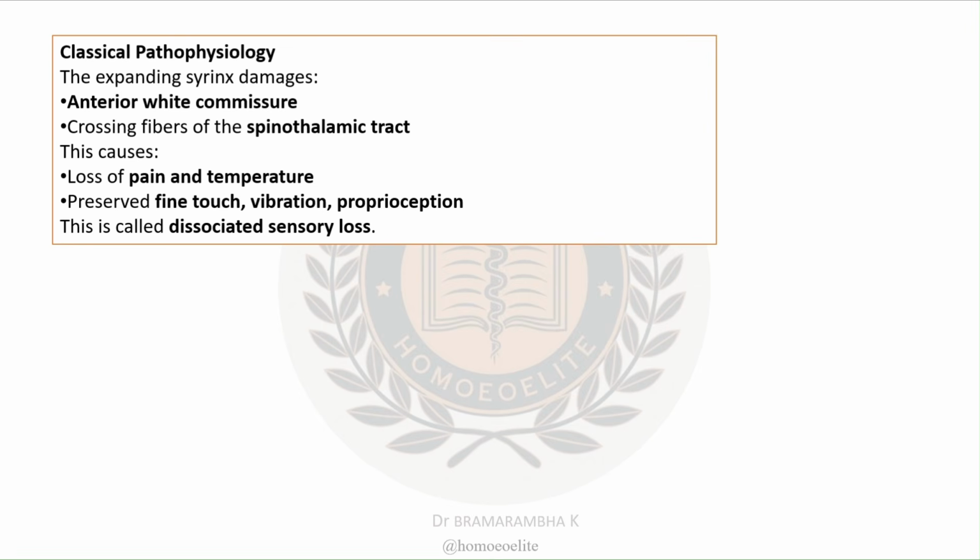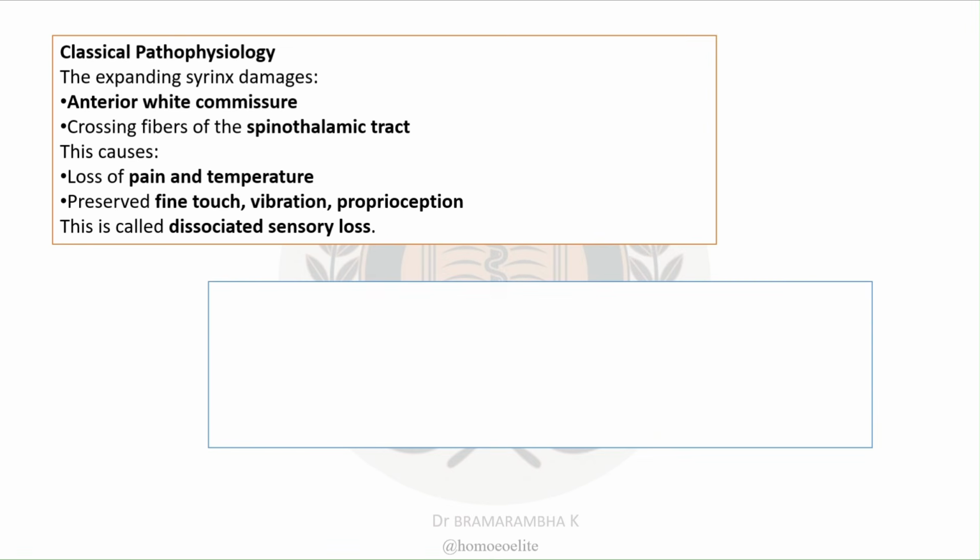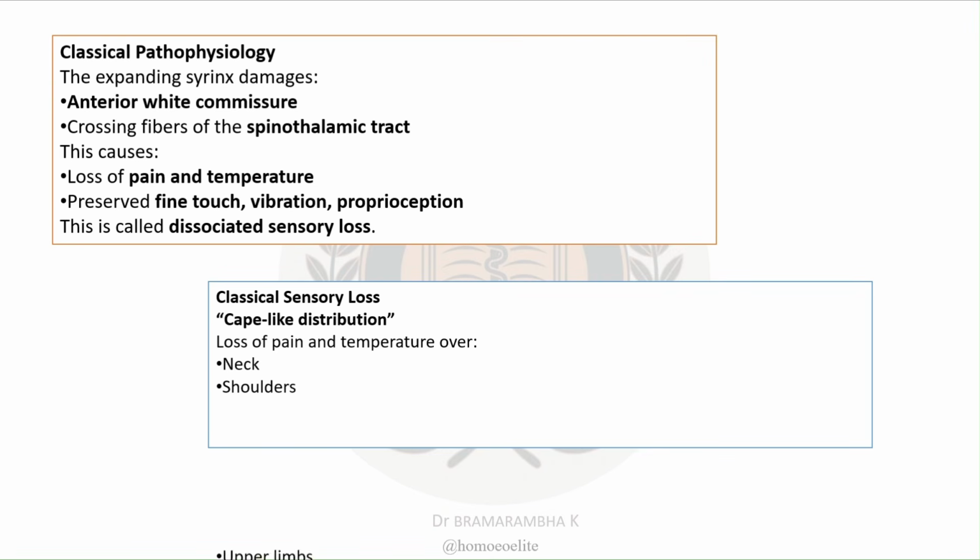So this is called dissociated sensory loss. The classical sensory loss has a cape-like distribution, that is, loss of pain and temperature over the neck, shoulders and upper limbs, because again it is involving the cervical spinal segments. So it is commonly affected here.